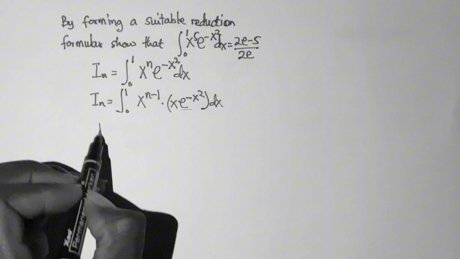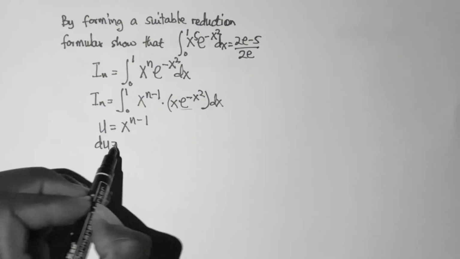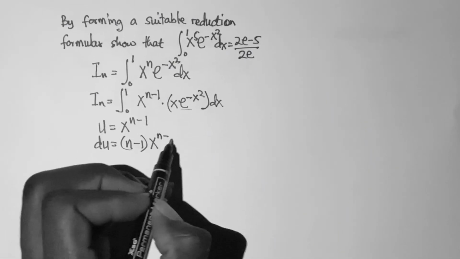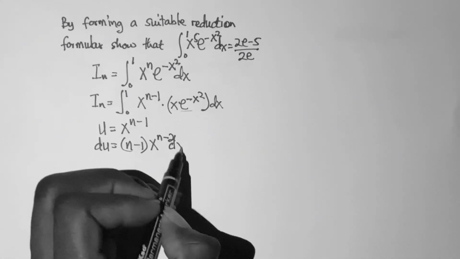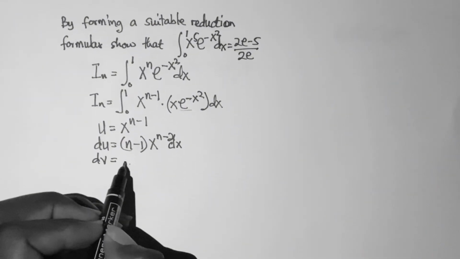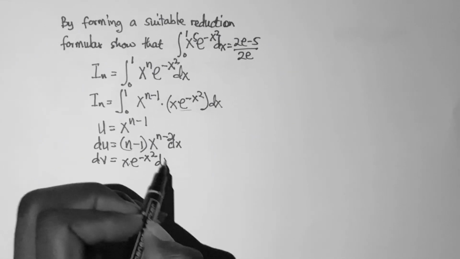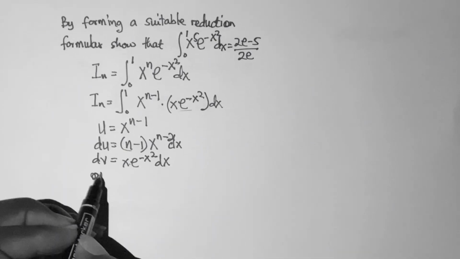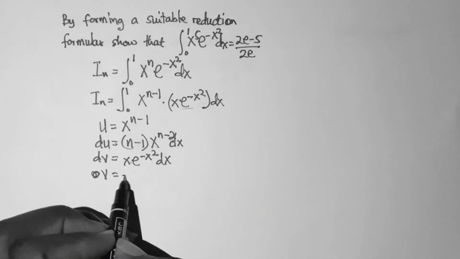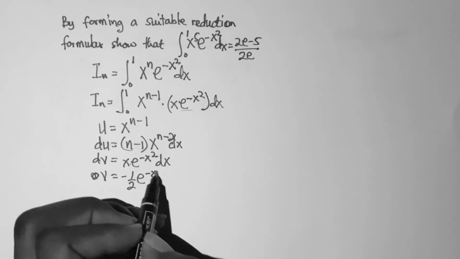In this case, our u is equal to x^(n-1). So du is equal to (n-1) times x^(n-2) dx. Then dv is equal to x e^(-x^2) dx. So v, which is the integral of all of this, is equal to minus 1 over 2 e^(-x^2).